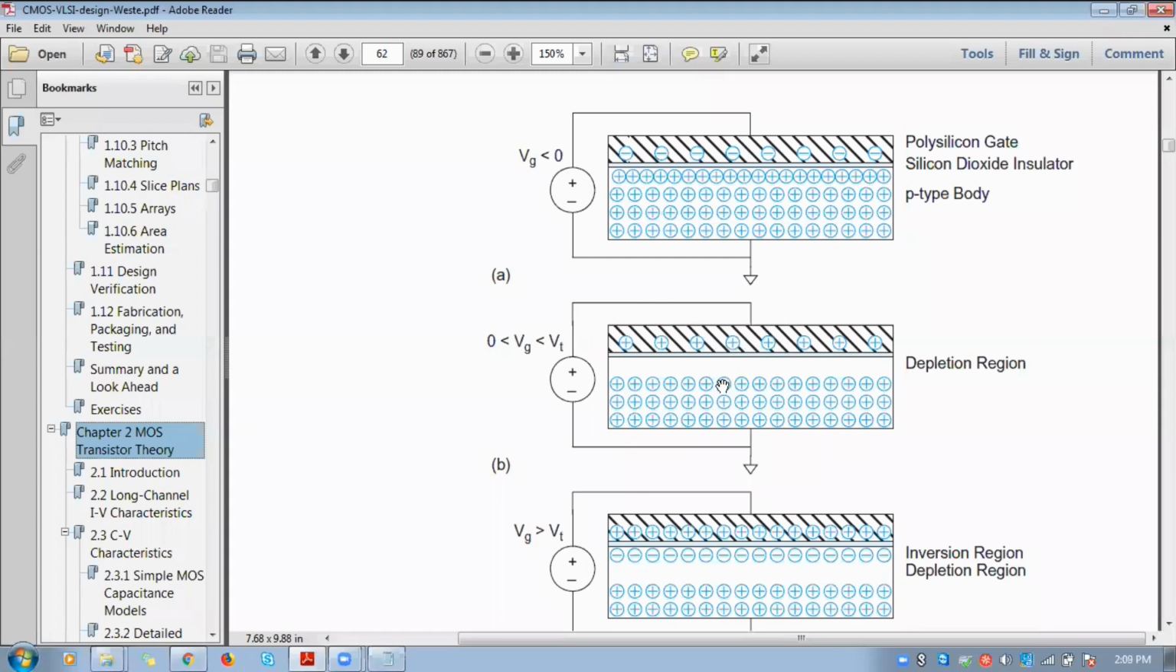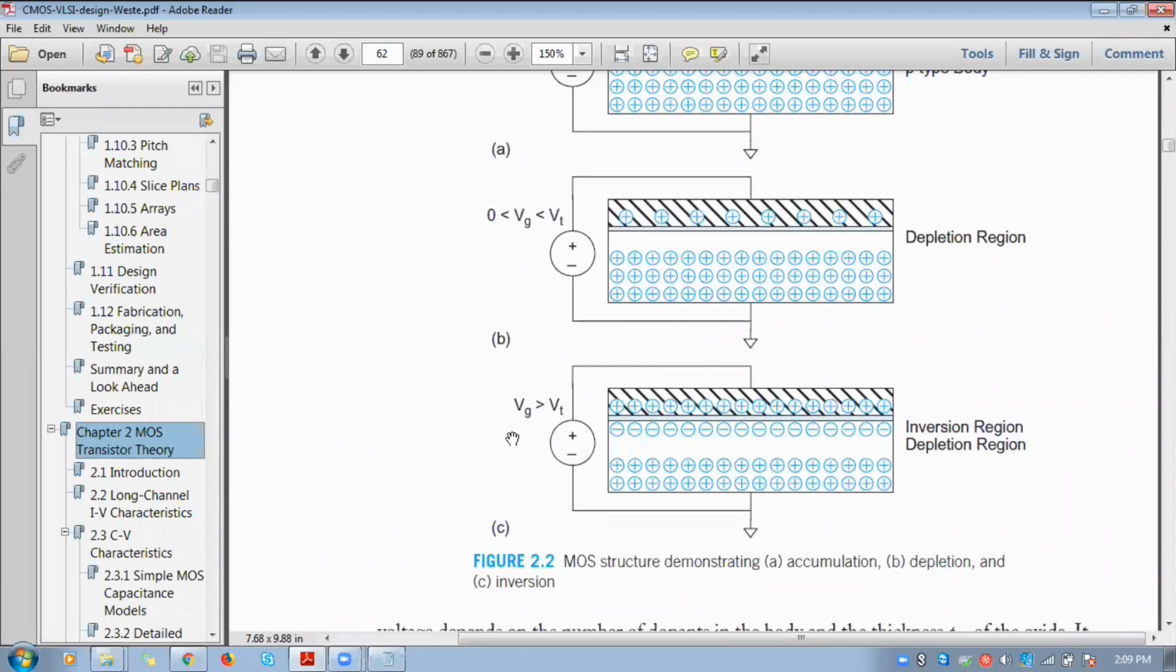Now the positive and positive repel each other, and we get a region where neither positive nor negative charge carriers are accumulated near the silicon dioxide layer. A region forms which is free of any charge carrier. This is known as the depletion region. There won't be any charge; only vacant positions will be there. You won't have any charge carriers there.